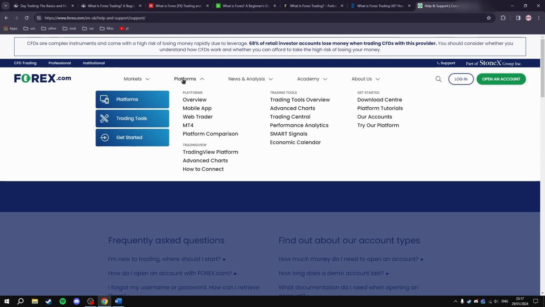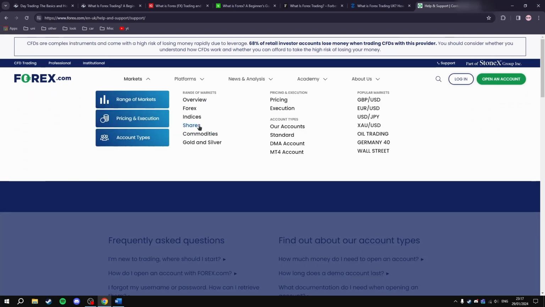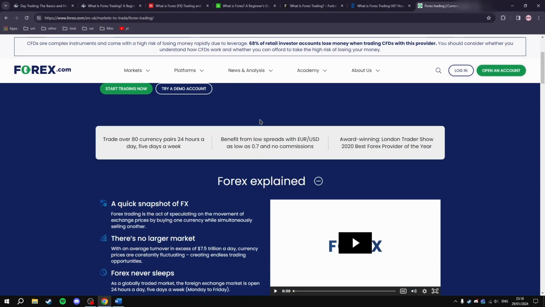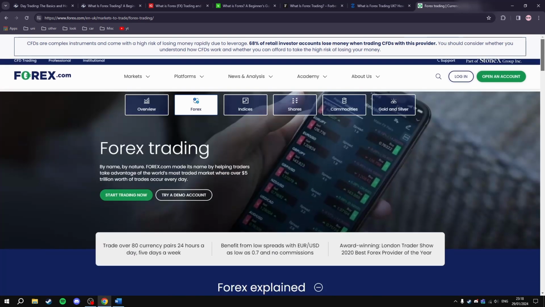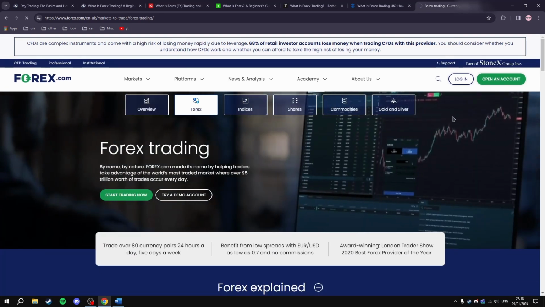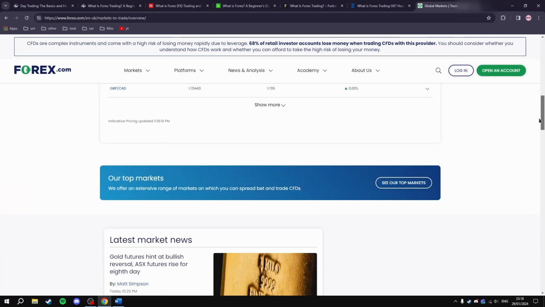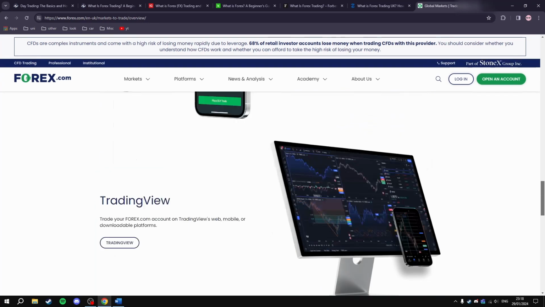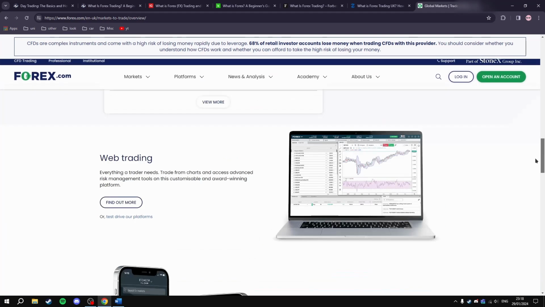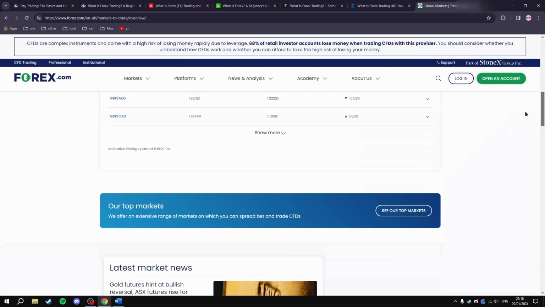Okay, platforms. Not useful for me yet. Markets, pricing, execution. What does this do? Is this some sort of a lesson? Overview. Right, okay, so this is just the news basically. Okay, cool.